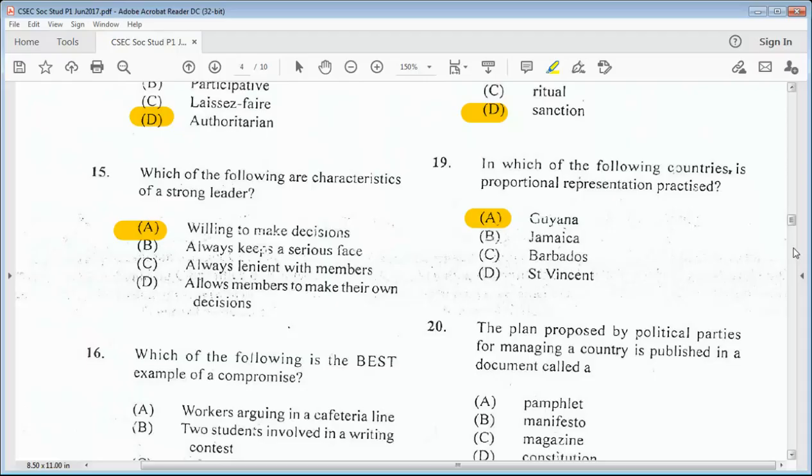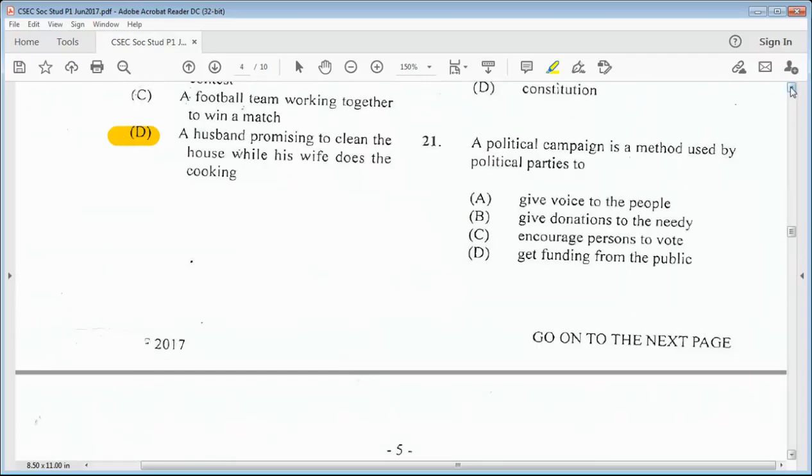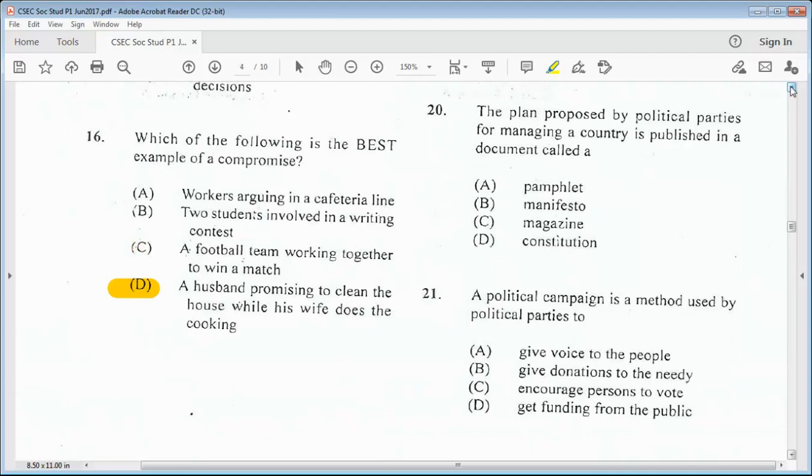20. The plan proposed by political parties for managing a country is published in a document called A, pamphlet, B, manifesto, C, magazine, or D, constitution. So we know B would be our answer.